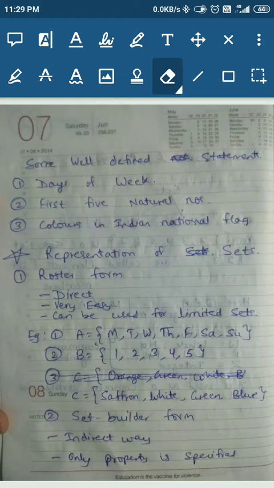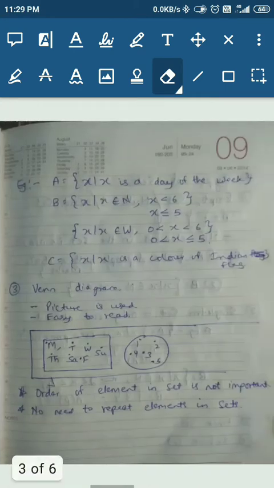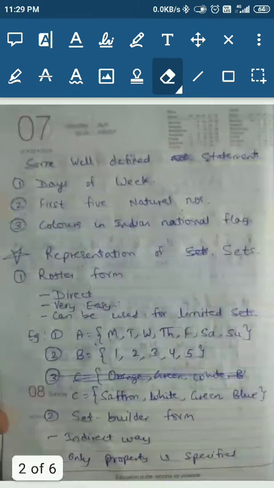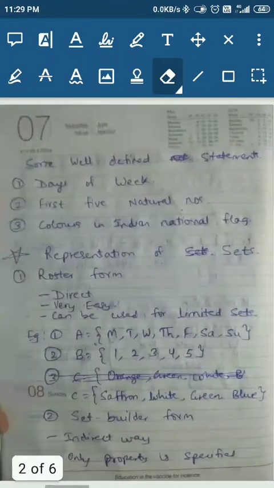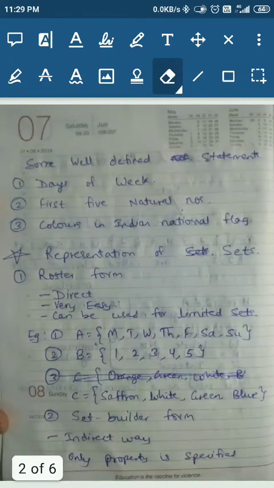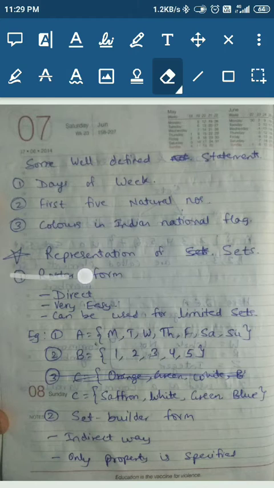Now, to represent a set, there are three ways in which we can represent a set. Number one is the roster form. Number two is the set builder form, and number three is the Venn diagram. Now, what we will do is take the three well-defined statements that we read and try to write them in all the three forms. First, starting with the roster form.